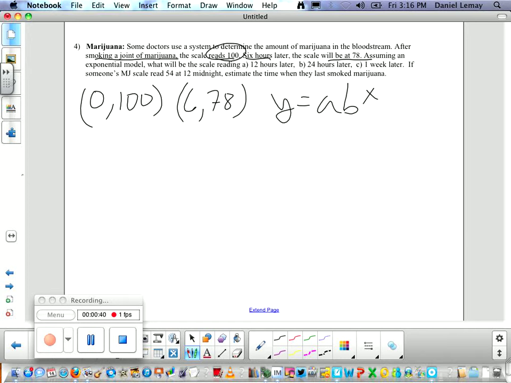So the scale's 100 when the time is 0, and the scale is 78 when the time is 6. And as we've done in the past, we're going to set these equal to a, b to the 0 is 1, so that is just equal to a. On this side, we want to be able to find out what a is so we can set these two expressions equal. So I'm going to divide both sides by b to the 6.